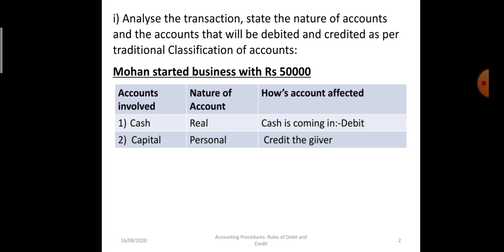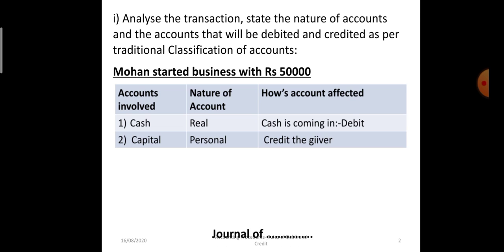Now the two accounts which are involved in this transaction are cash and capital. Okay, and we have learned that cash is a real account. When the owner is introducing capital, cash will come into the business. So when cash is coming in, we will debit that. The owner is represented by capital account. The owner is giving the money to the business, so his account, capital, will be credited. Credit the giver. Okay, capital is a personal account, he is giving the amount to the business, so his account will be credited.